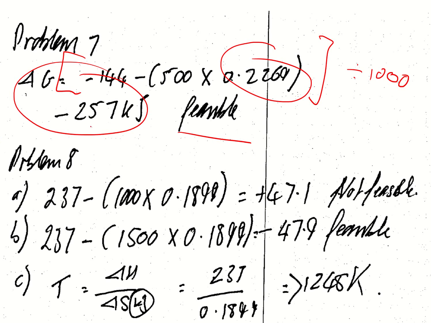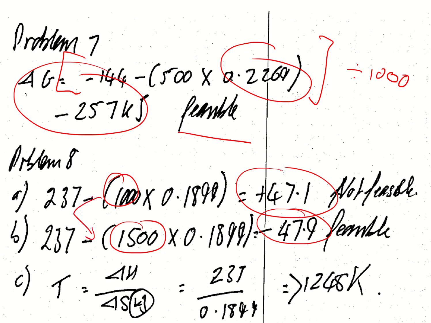Down here we were doing something similar, and we worked out that the reaction wasn't feasible at 1,000 kelvins, but it was feasible at 1,500 kelvins. Those are your two delta G values, by the way. Then the next question asks us at what temperature it becomes feasible. If you're on the ball, you will realize that the temperature has to be between 1,000 and 1,500. So that's where your answer should lie.